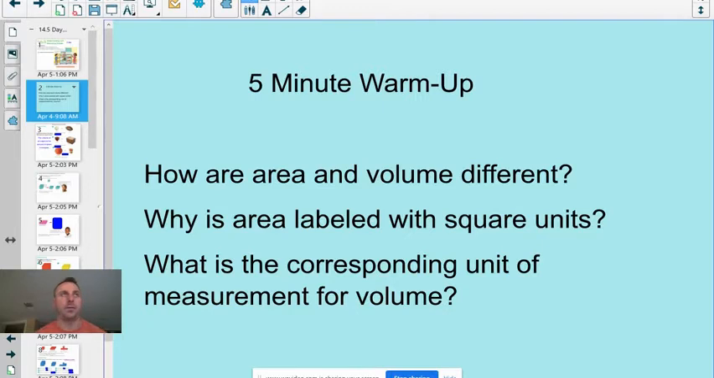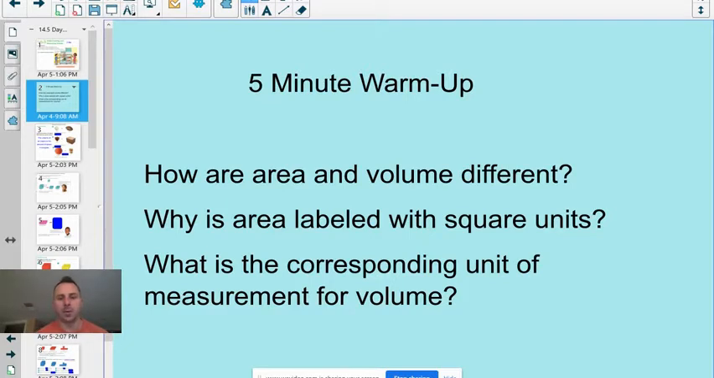So how are they different? When you think of volume, you're not just going length and width, you're also going height. So it took us about, I want to say, close to 24 hours to fill that pool. And volume is typically significantly more than area, if you're talking about the same amount of space, because you're going your length and your width dimensions, and you're also going your height.